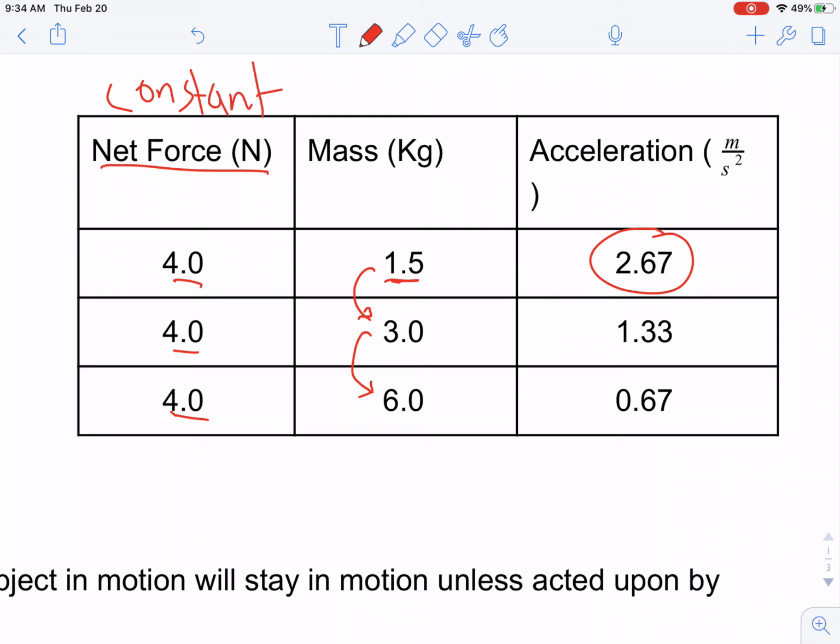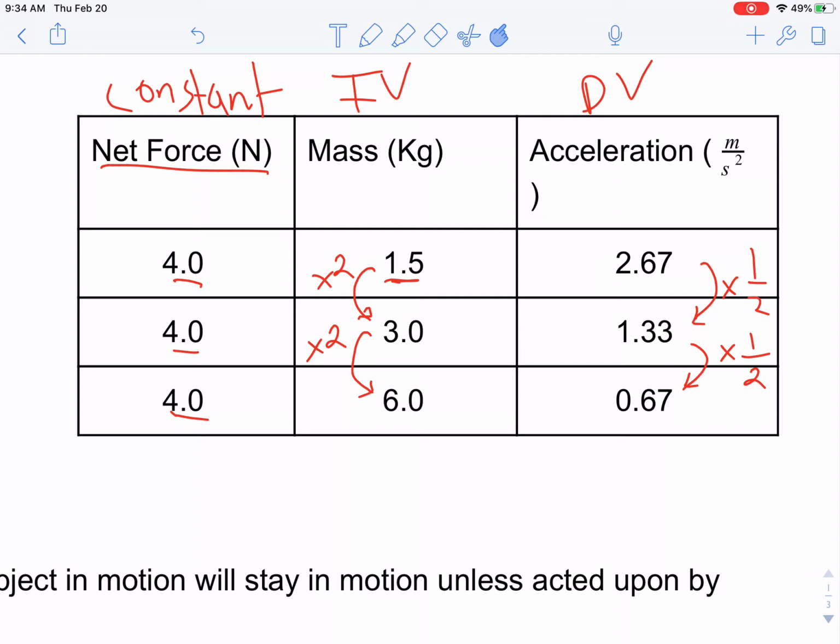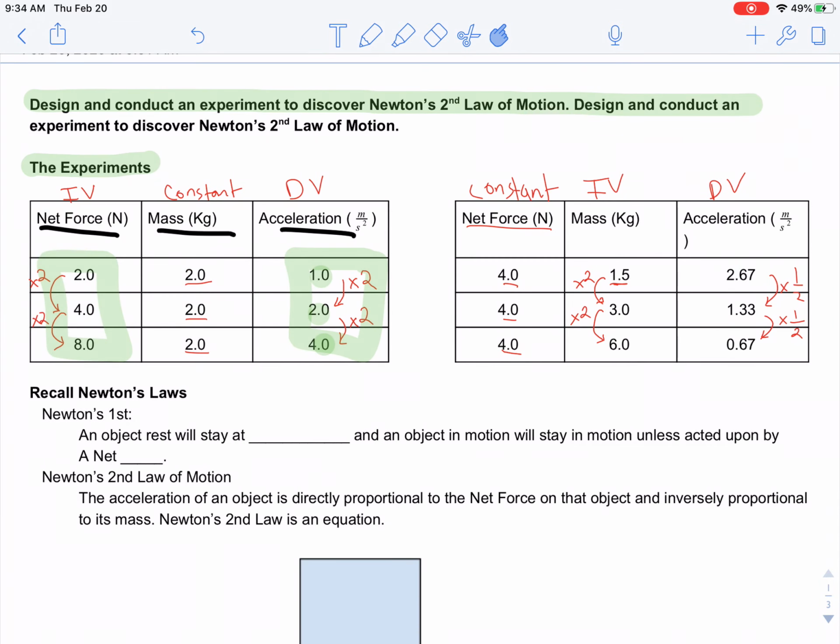The mass is the independent variable, and the acceleration is, again, the dependent variable. So the two different experiments switch the constant and the independent variable. And what do they notice? If they double the mass each test, the acceleration halves, times 1/2 or times 0.5. That's the pattern that you're supposed to recognize. When one variable doubles and the other one halves, that is a straight up inversely proportional relationship.